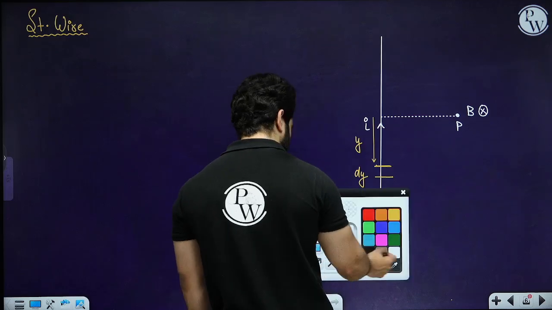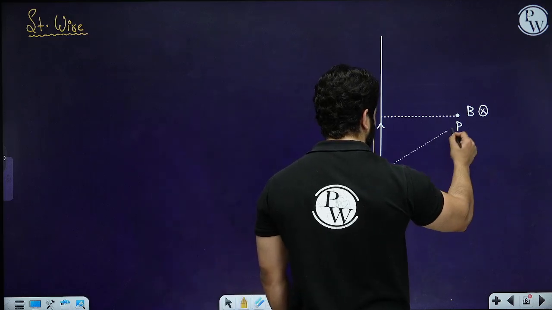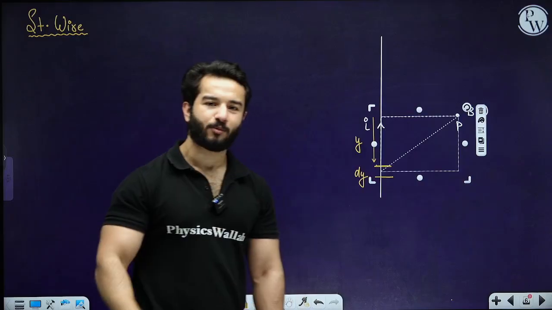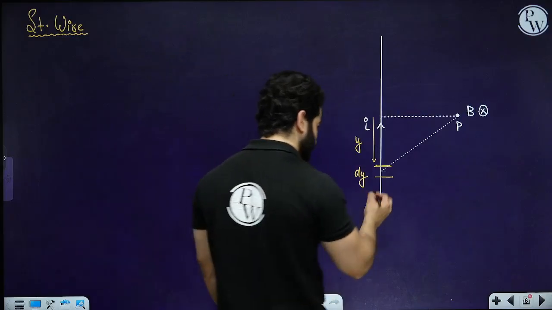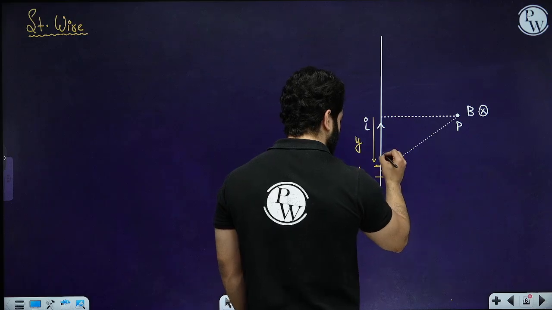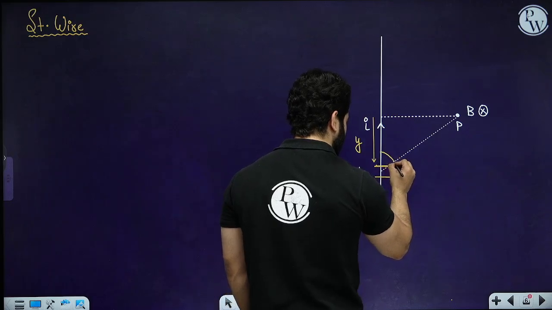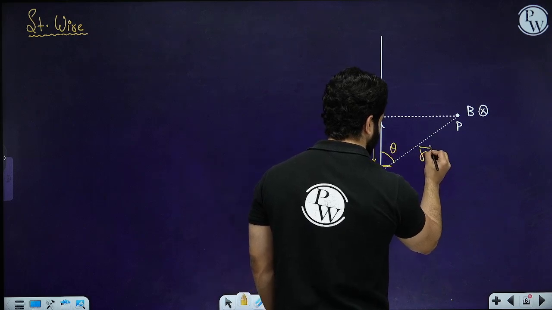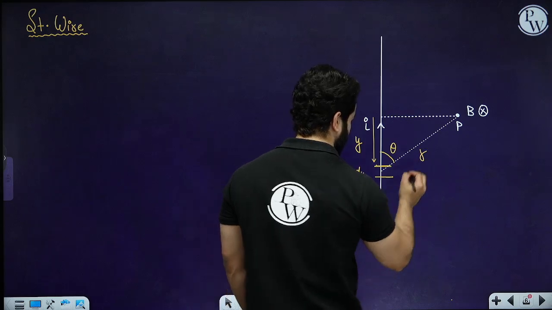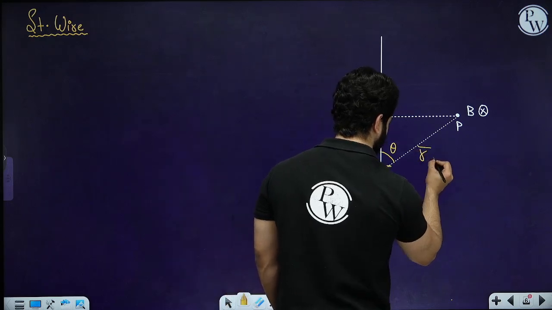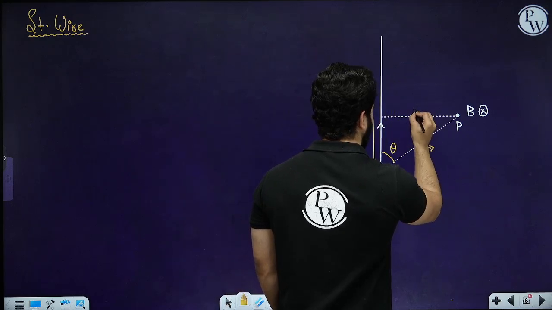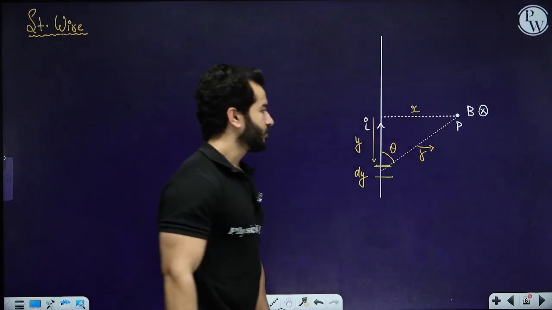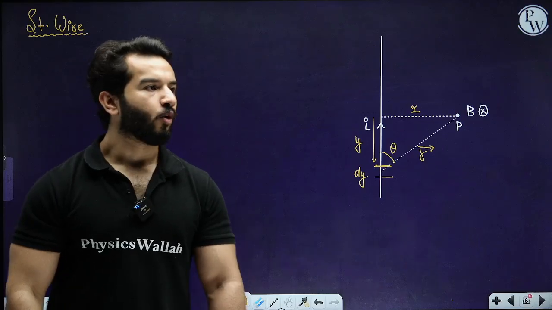And the angle which this dy element makes, by the way, what is this dy element I am talking about? Here this dy element is nothing but the current element. So this angle, made by the current element and this position vector, let's suppose it is theta. This is r, and this is a point x, let's suppose. Hopefully everything is clear.